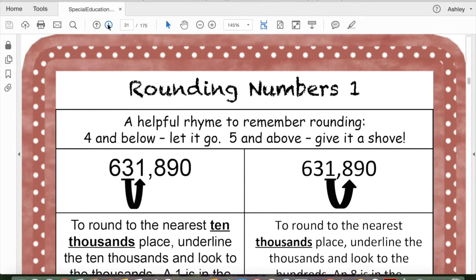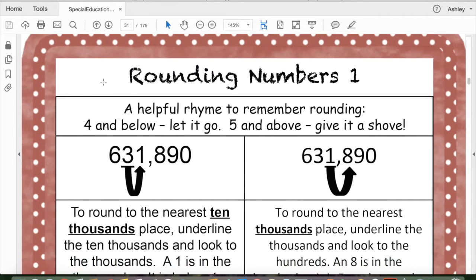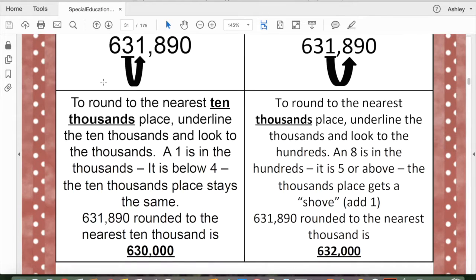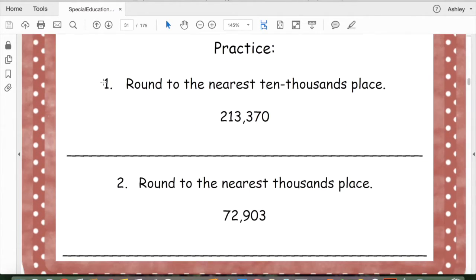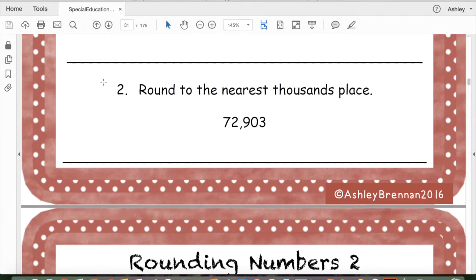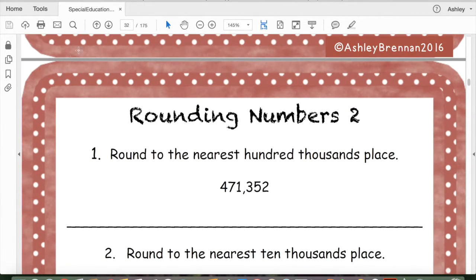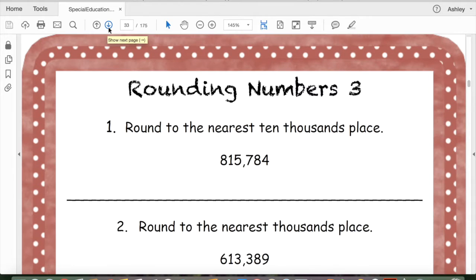Next we have rounding numbers. I got a helpful rhyme here to remember rounding. 4 and below, let it go. 5 and above, give it a shove. So it gives an example for rounding to different place values. And then the practice has them rounding to the different place values that they could be asked in assessment.